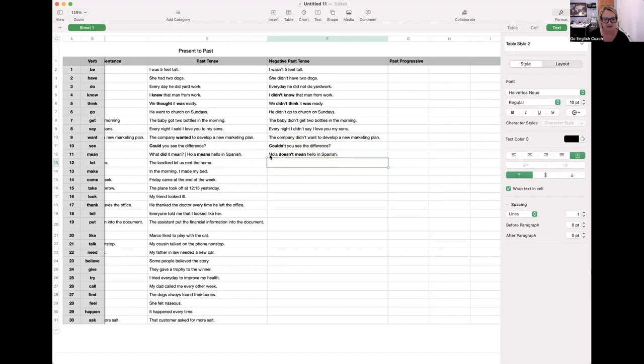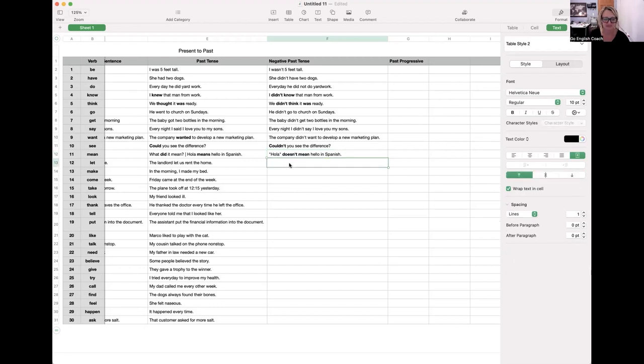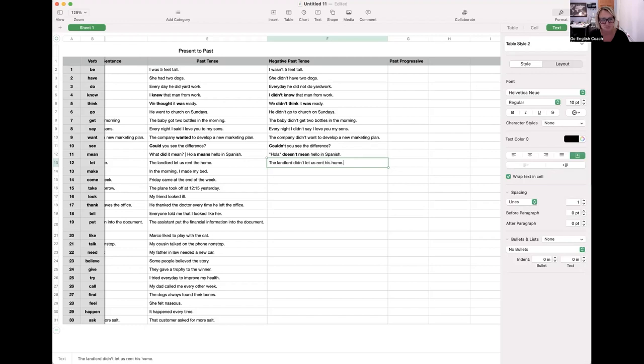Hola. And then sometimes we can use these quotation marks. Oh my gosh, I couldn't think of the word. Just to kind of separate the word from the other part of the sentence so that it doesn't get confusing. The landlord let us rent his home. The landlord didn't let us rent his home.